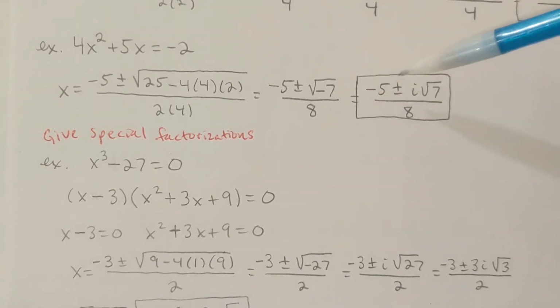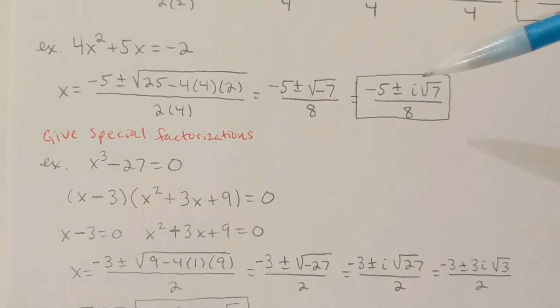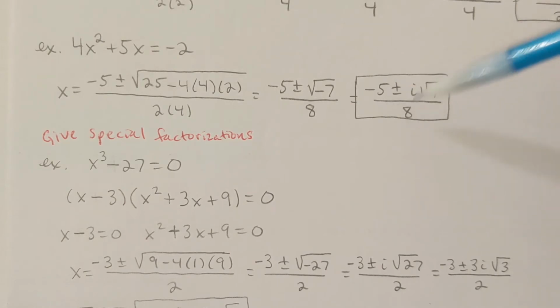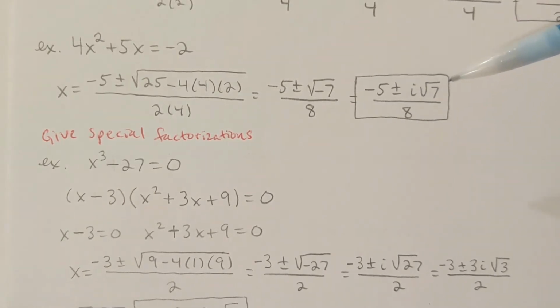So the way I did this problem would be the best way to do the problem. I would not want to factor, because these nasty numbers are the factors.